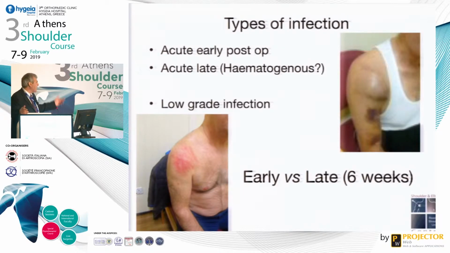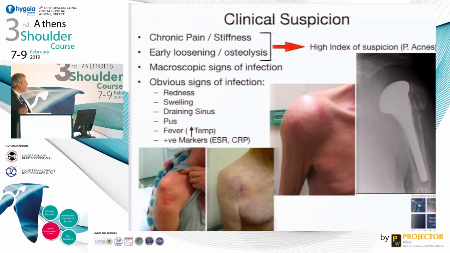Type of infection, actually, we talked about it, the acute early postoperative, the acute late hematogenous from urinary tract infection, from other infection in other parts of the body, hematogenous, or the low-grade infection. And it's really important whether it's early or versus late, more than 6 weeks after.